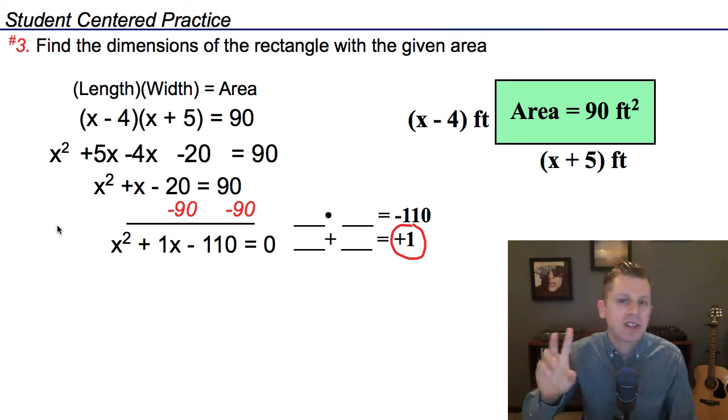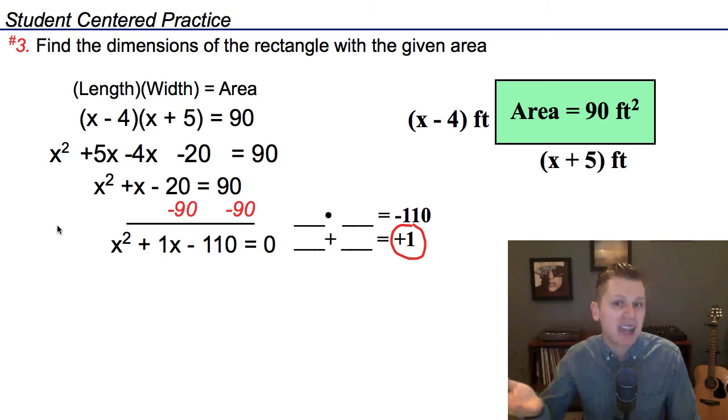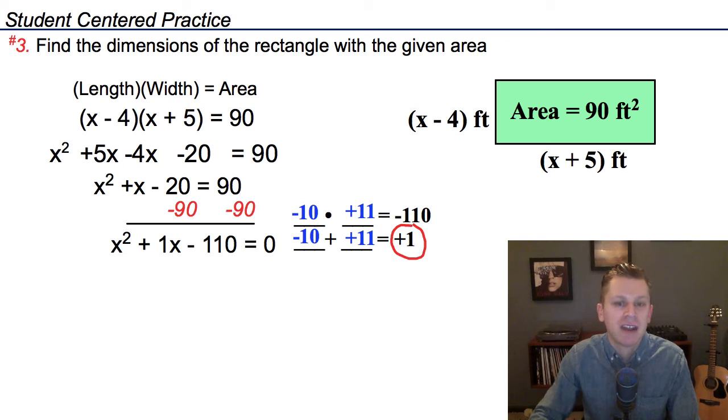When the b value is 1, I know that the numbers are consecutive, or just 1 apart. So I think of numbers that are only 1 apart that will multiply to 110. Like 3 and 4, those are 1 apart. Do those multiply to 110? How about 8 times 9? Those are 1 apart, but 8 times 9 is only 72. The appropriate numbers here will be negative 10 and 11.